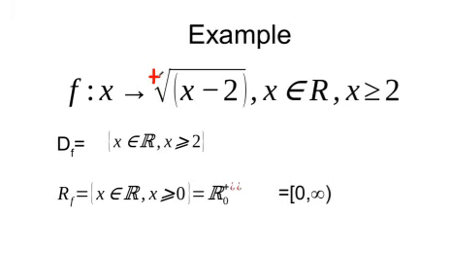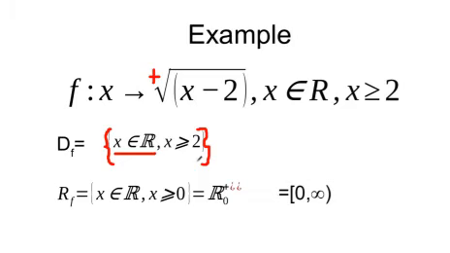Since I did not write either plus or minus, this means it is plus. I'm taking the positive square root. So in this case, the domain you can write within brackets: x is an element of R, comma, x is larger than or equal to 2. This is how we write the domain, the set notation. But what about the range?